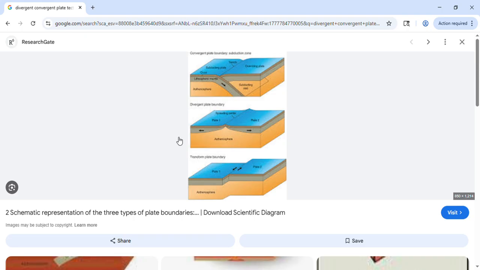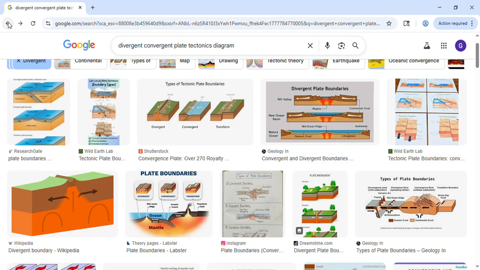Next question, question number 2. Who were the scientists responsible for the plate tectonics theory? So, while Wegener provided the base, the theory was formally coordinated by McKenzie, Parker, and Morgan in 1967. So, plate tectonics theory was proposed by McKenzie, Parker, and Morgan in 1967.